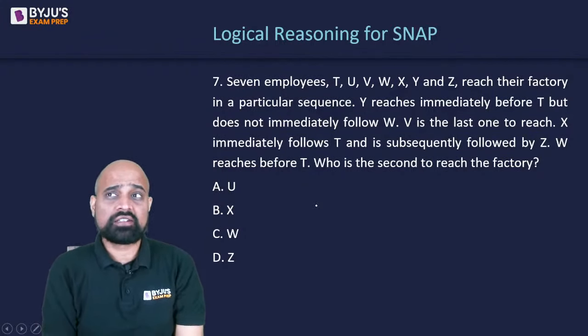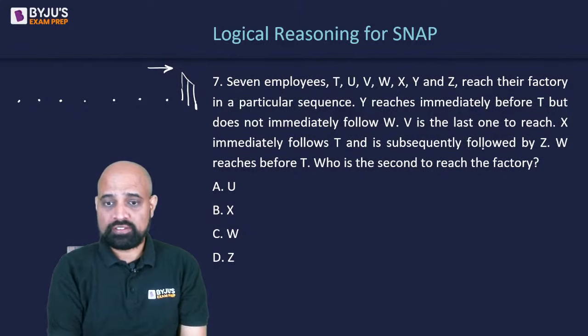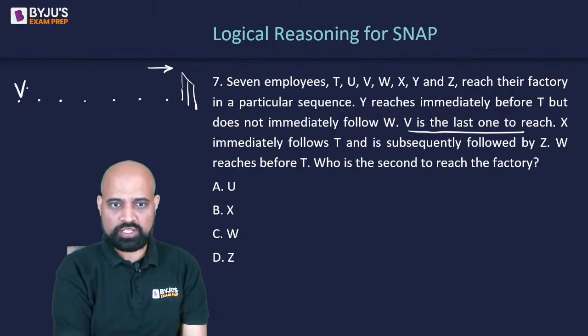So Y reaches immediately before T but does not follow W. So not going to put it over here, right? Do we have anyone who is fixed? So V is the last one to reach. We don't have any statement which deals with V, and we don't have any statement which tells us who starts. In such a case, what we will have to do is read every statement and write down whatever combinations we are going to have, and then we'll club the combinations or the linear arrangement, right?